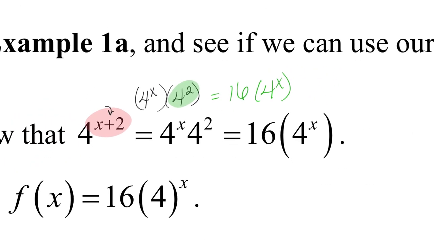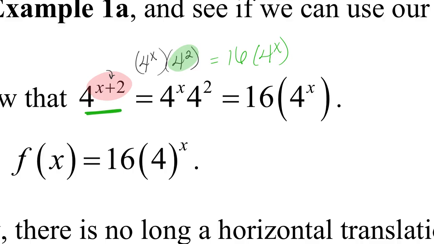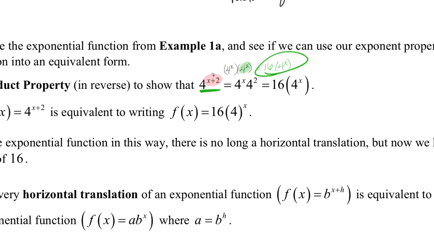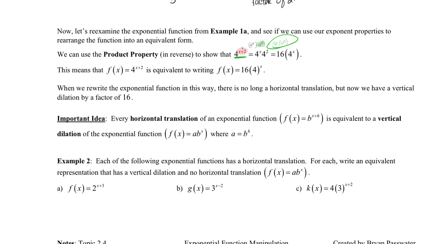So we're saying that this transformation is equivalent to this function, meaning that even though they look different, if we were to graph them, they're going to end up in the same position on our graph. So when you rewrite an exponential function in this way, there's no longer a horizontal translation. We're not having to look at a shift of any kind. We're just looking at a new, clean version of a function that happens to be mapped in the exact same location as the one that we originally moved in the first place.